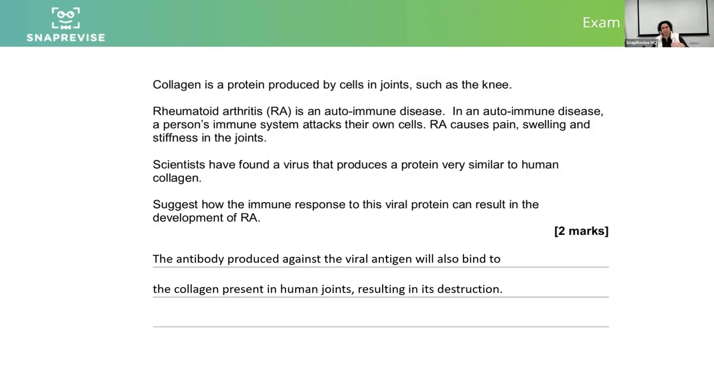So since we have been told that it's an autoimmune disease, we can use our knowledge of our specification, which says that, what does it mean that the immune system attacks? Oh, it means that it produces antibodies that attack the protein. Therefore, we can deduce that the viral protein will be attacked, much like the human protein.